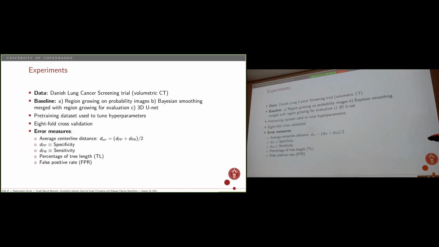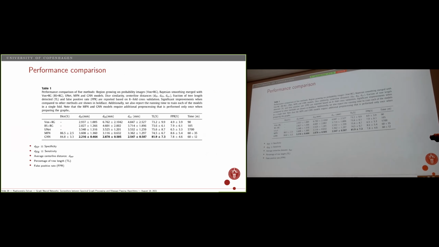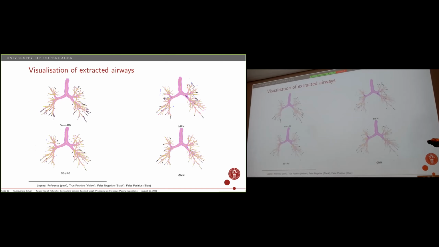I'm going to skip through it, except to point out that even without specifying that we are looking for a tree type of structure, because in the mean field case we do encode behavior which encourages tree type of behavior, the GNN is able to do relatively better. And this is what the final reconstruction would look like.